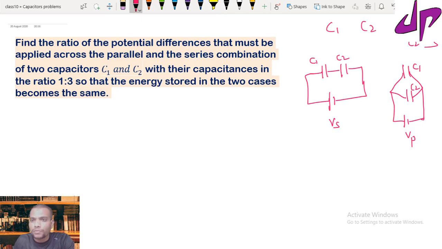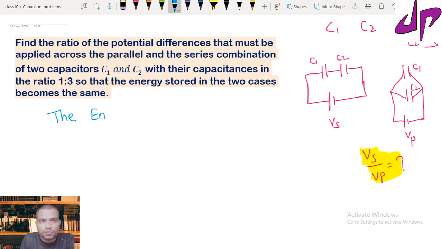So what do we need to find? We need to find the ratio of the potential difference in series to that in parallel. And the very important given is that the energy stored in the two cases becomes the same, meaning the energy stored in series equals the energy stored in parallel. So this is the key equation to go forward.